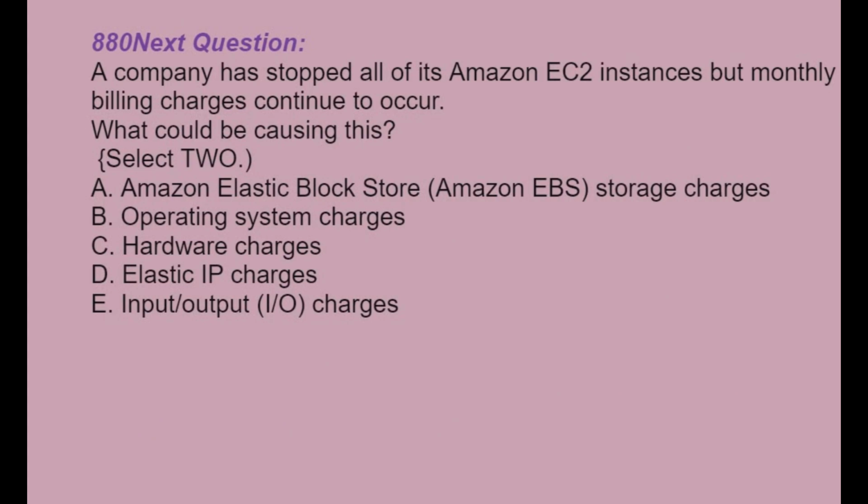Question is, a company has stopped all of its Amazon EC2 instances, but monthly billing charges continue to occur. What should be causing this? Select two options. Option A, Amazon Elastic Block Store, Amazon EBS storage charges. Option B, operating system charges. Option C, hardware charges. Option D, Elastic IP charges. Option E, input output IO charges. Correct answer is option A and option D.